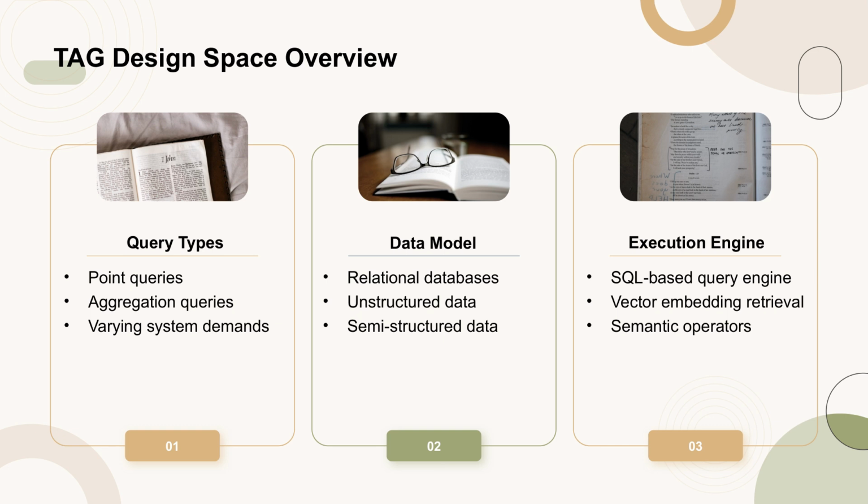The TAG model is versatile, capable of handling a wide range of natural language queries. It categorizes queries based on the level of data aggregation required and the knowledge needed to answer them. This includes both point queries, which involve retrieving specific data points, and aggregation queries, which require reasoning across multiple data points. The underlying data model can vary, from relational databases to more unstructured or semi-structured data formats. The database execution engine also offers multiple options, such as SQL-based query engines for relational data, vector embedding retrieval systems, and the use of semantic operators for enhanced query processing.